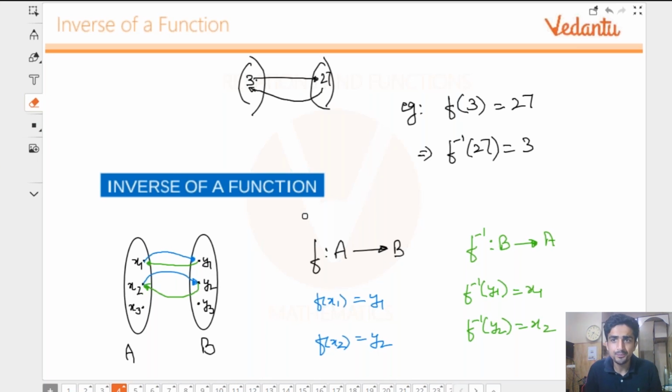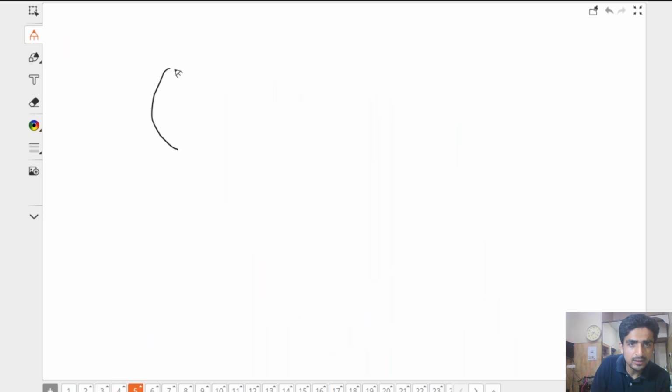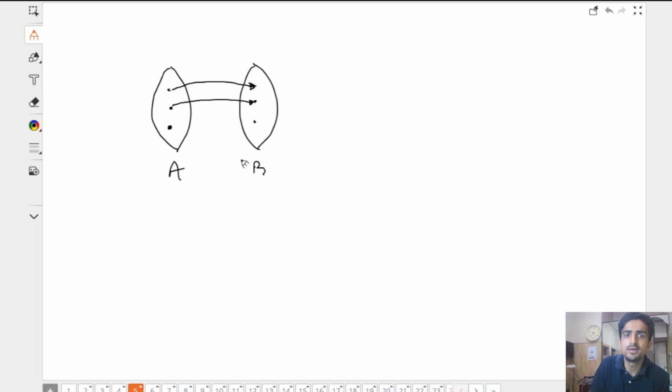Yes, I'll come to that. Now, coming to little intricacies. If you remember the definition of function, just tell me. I'm making a Venn diagram. Just tell me if it is a function or not. This is going here, this is going here, and this is not going anywhere. Is it a function or not?